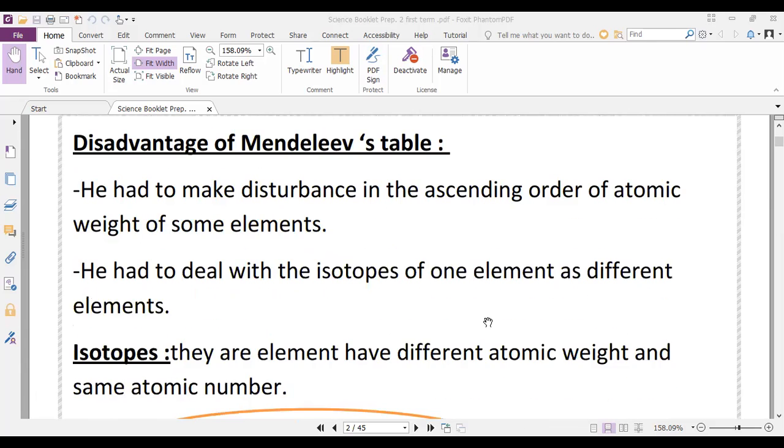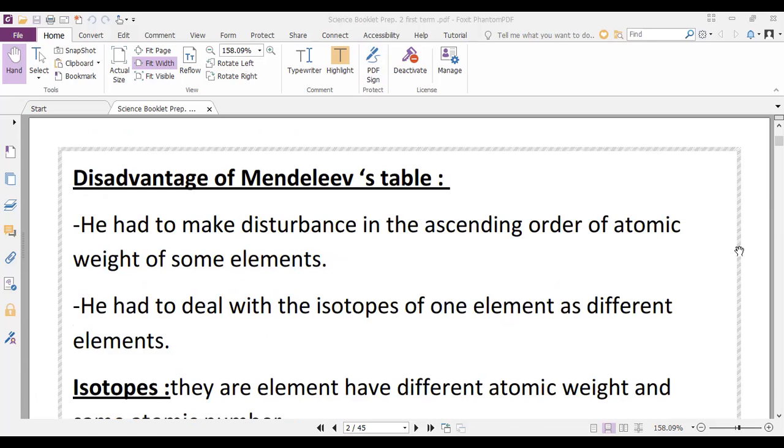What are the disadvantages of Mendeleev's table? Number one, he had to make disturbance in the ascending order of atomic weight of some elements. And he had to deal with the isotopes of one element as different elements. And it's the mistake that he had to deal with the isotopes of one element as different elements.